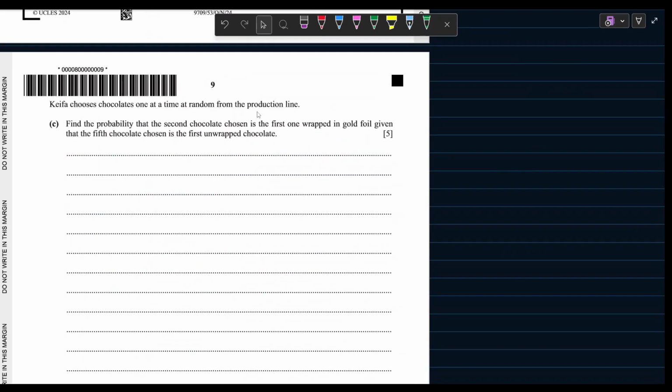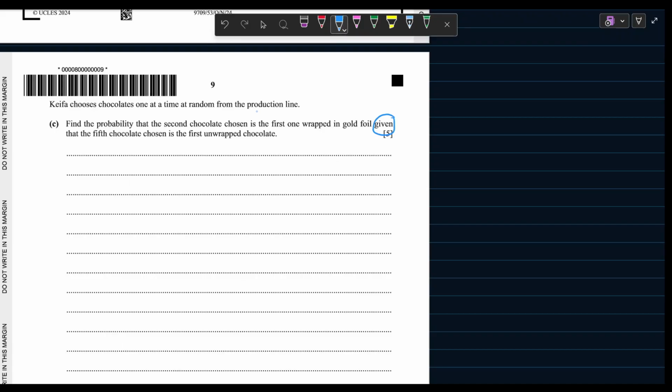Kiefer chooses chocolate one at a time at random from the production line. Part C, find the probability that the second chocolate chosen is the first one wrapped in gold foil, given that the fifth chocolate chosen is the first unwrapped chocolate. Okay, there's a lot that's going on here. So the keyword is given. This tells us that this is conditional probability.